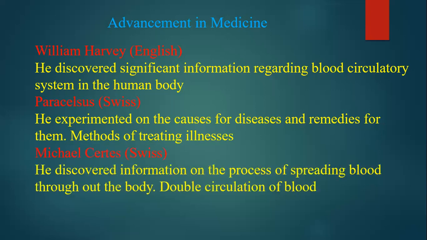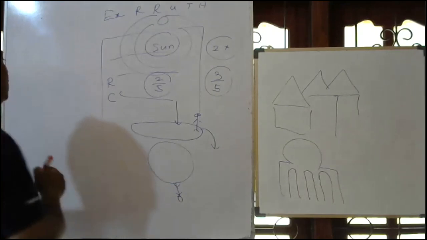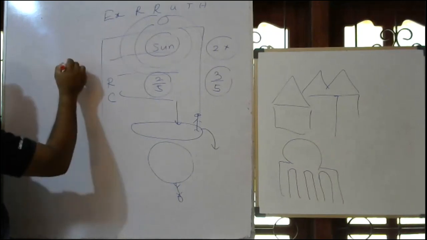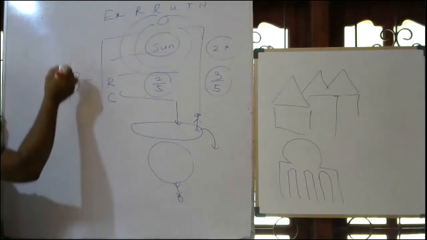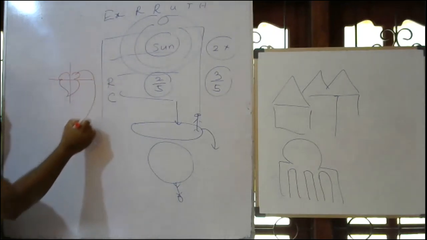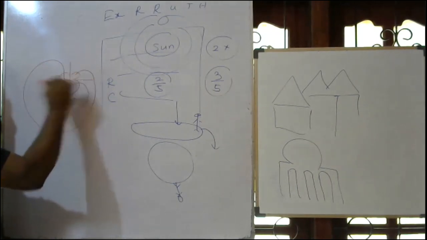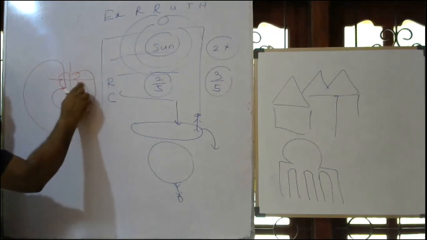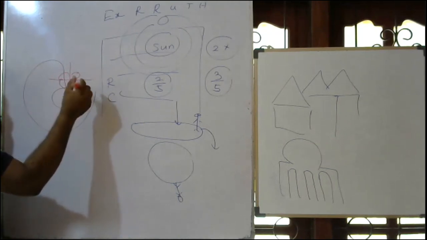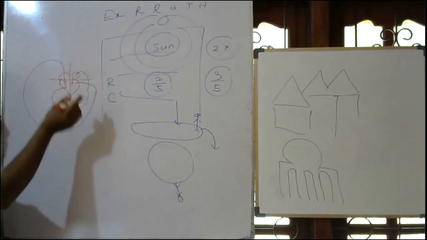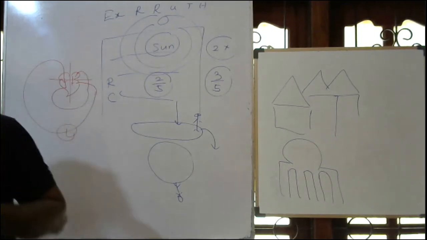Michael Servetus, Swiss, he discovered information on the process of spreading blood throughout the body. Double circulation. What is double circulation? Double circulation means in one turn, the blood goes to the heart two times. Once it is pumped and goes through the body and comes to this one, and once again through the lungs, once again to this one. Starting from here and coming to this one. So this is double circulation, going through the heart two times in one turn. This is known as double circulation of blood.